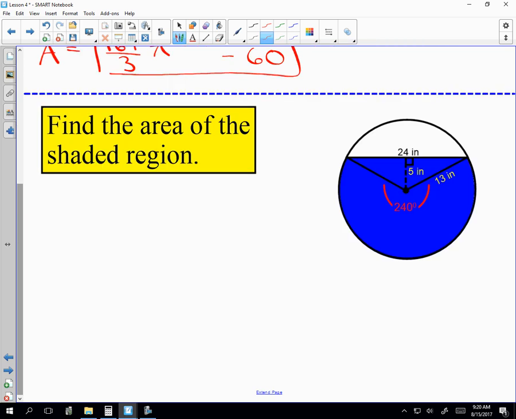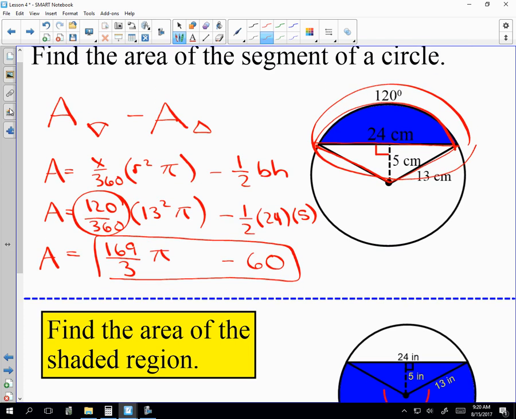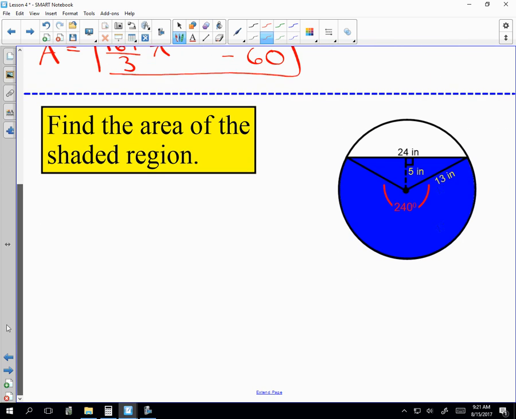Okay, now, looking at this situation, how do we find the shaded area here? We have to think about, what are the pieces that make up our shaded area in this situation? There's a couple ways that we can do this. One, we actually know the individual area. We have it here, so we could take that away. But in this case, what are the two pieces that we have? We have a sector and we have a triangle.